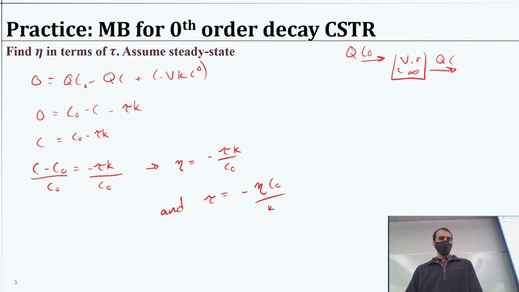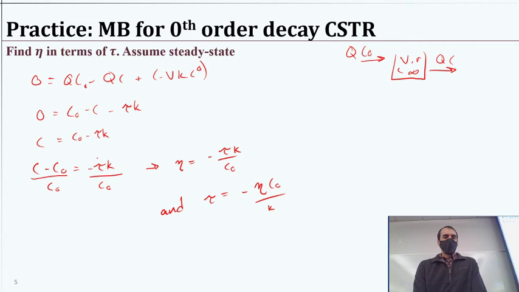So if you take the zero order equation and solve that mass balance, I went ahead and got it in terms of C and then worked from there. So it's just like we did last time, but here we have C to the zero power is one, so we just leave that as VK. If we divide everything by Q, that gives us C naught minus C minus tau K equals zero. You can simplify that to C equals C naught minus tau K.